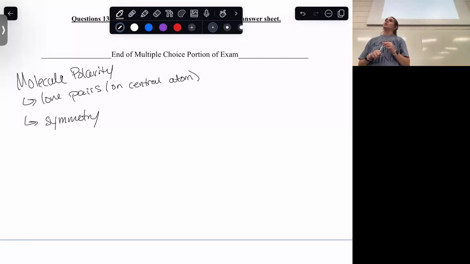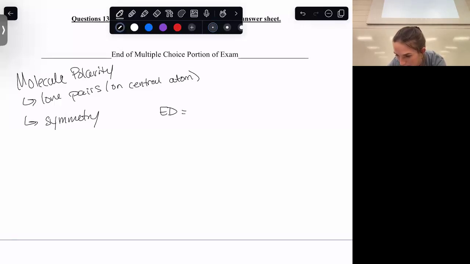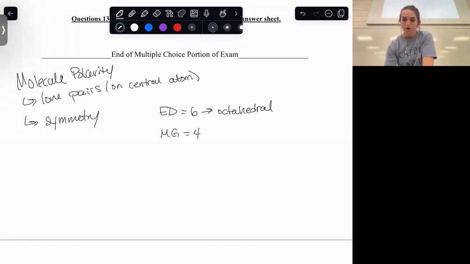Yep. If the electron domain geometry, yes, because we could have an electron domain of 6, and what is that shape? This is octahedral. Or we can have an electron domain geometry, and then we have a molecular geometry of 4. What is this shape? Sorry, if you have an electron domain geometry of 6, but your molecular geometry is 4, it would be square planar.